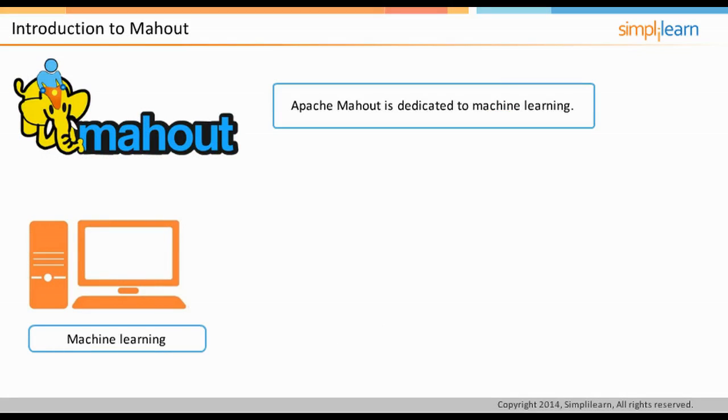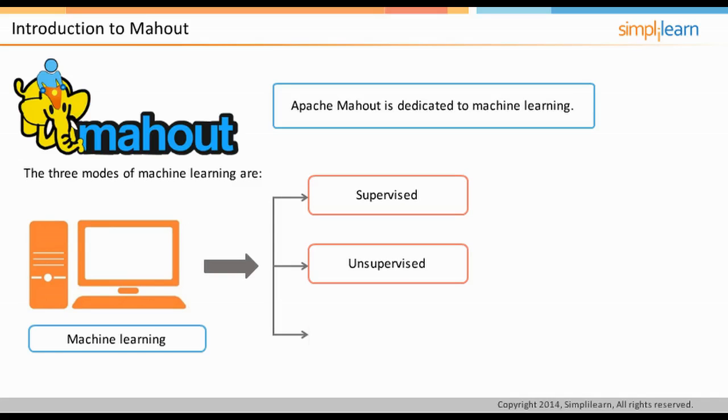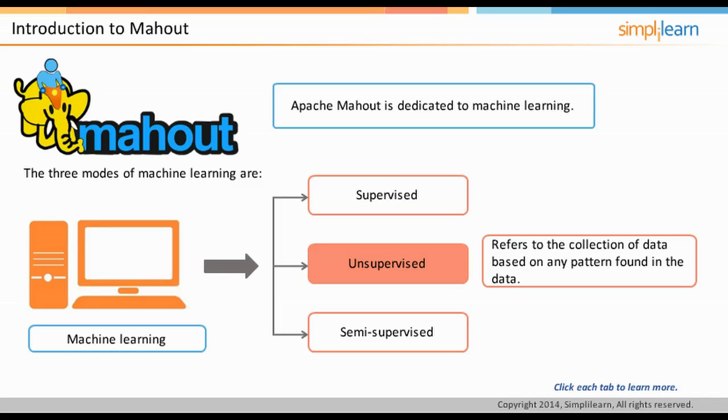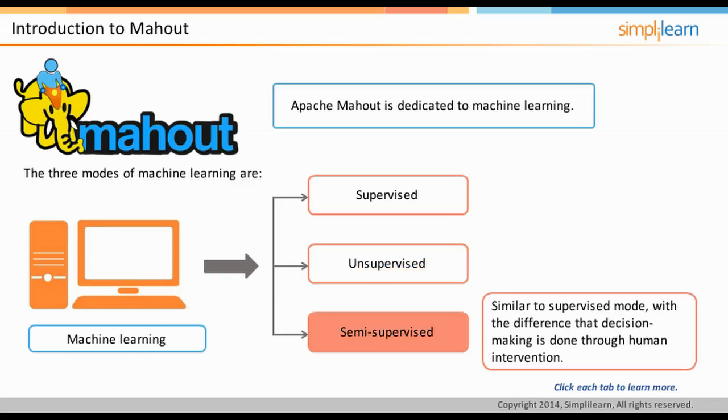Mahout is an ecosystem component that is dedicated to machine learning. The machine learning process can be done in three modes, namely supervised, unsupervised, and semi-supervised modes. Click each tab to learn more. The supervised mode refers to focusing on a specific pattern. The unsupervised mode refers to the collection of data based on any pattern found in data. The semi-supervised mode is similar to the supervised mode, with the difference that decision-making is done through human intervention.